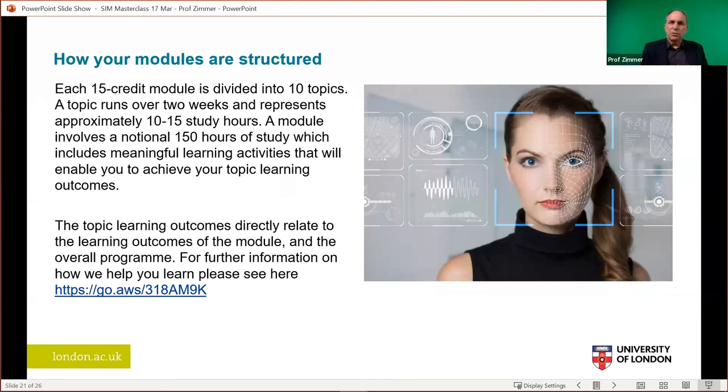And in the end, you need to do 180 credits. So, being mathy sorts of people, you can work out how many 15 credit modules you need for 180 credits. I think it's 12. And so it's all like that.